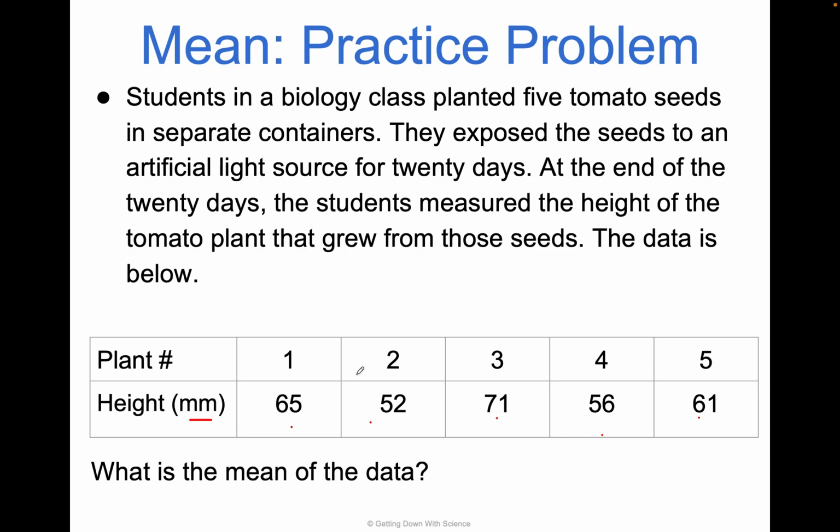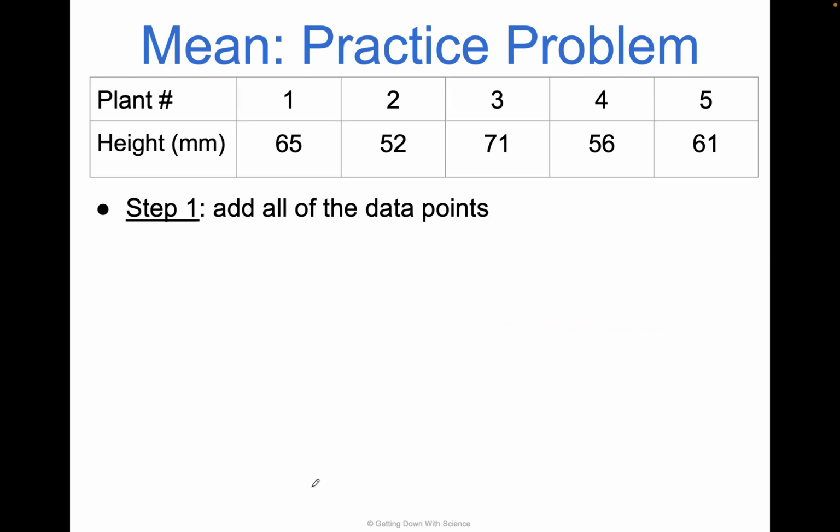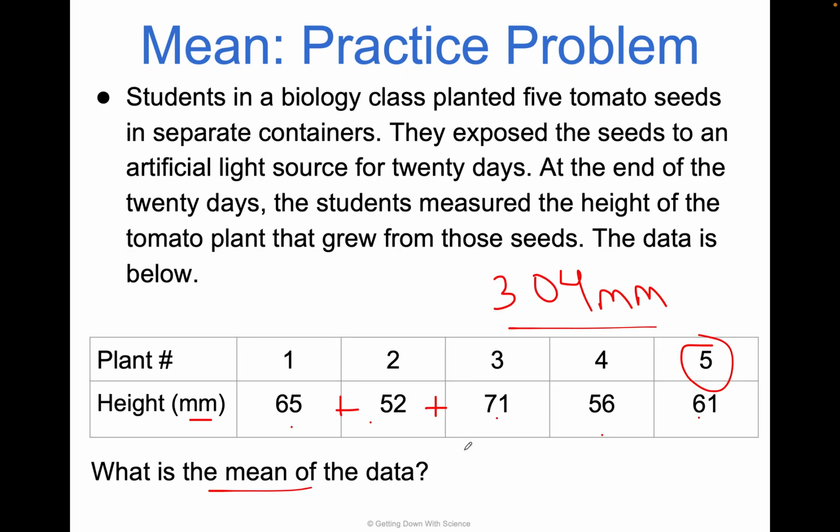How I do this is I add 65 plus 52 plus 71 plus 56 plus 61, which is 304. So when I add all of those heights up, it's 304 millimeters. We want to keep our unit straight. Then we take 304 and divide it by the total number of plants. We have 5 total plants. So the mean of this data set comes out to be 60.8 millimeters.